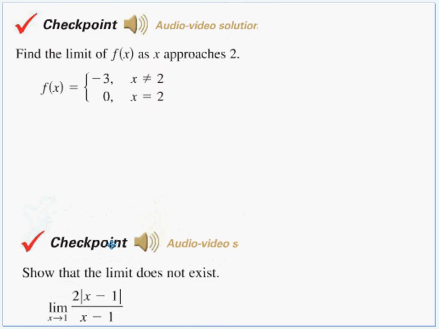So here's a couple for you to try. Find the limit here. This is just like the first example. This one's like the second. So of course, pause the video, try the problems out, and see what you get.